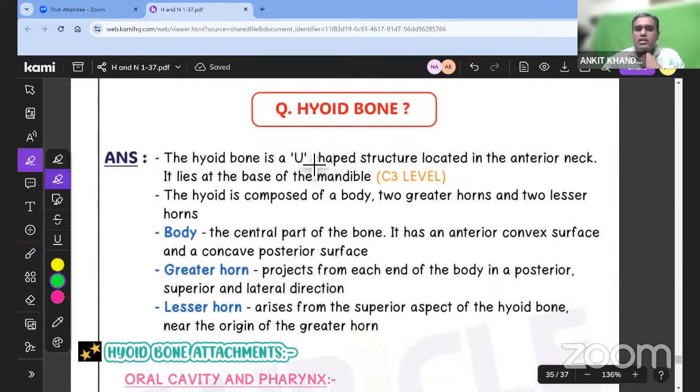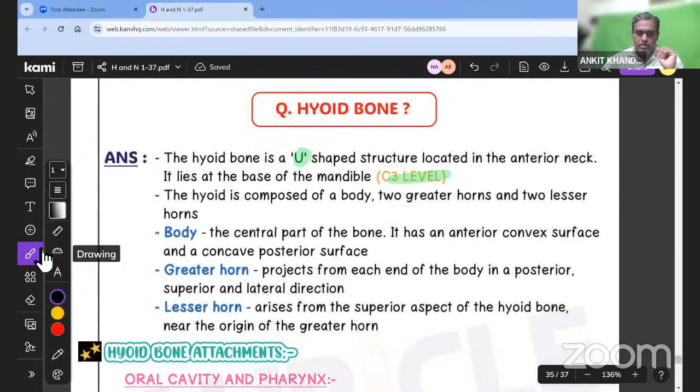Now, this is important. U-shaped structure, where is it exactly located? C3 level. But how do you feel it? See, this is the larynx. You can palpate the cartilages, the thyroid cartilage, Adam's apple. Go above it and try to feel. You will feel a small bony resistance over here. That bone is the hyoid.